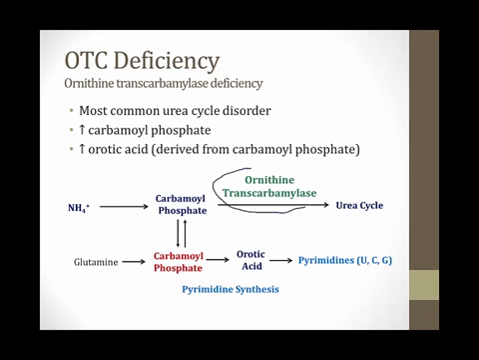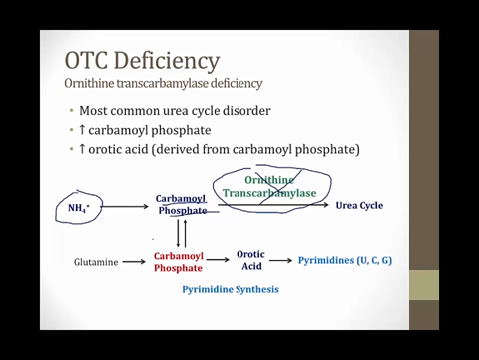Ornithine transcarbamylase is necessary to metabolize carbamoyl phosphate into the urea cycle, and ammonia is metabolized into carbamoyl phosphate. So when you have a deficiency of this enzyme, the level of ammonia will get high and the level of carbamoyl phosphate will get high.